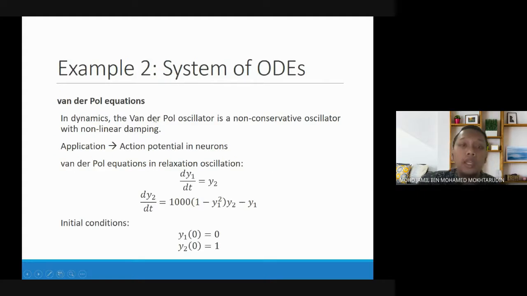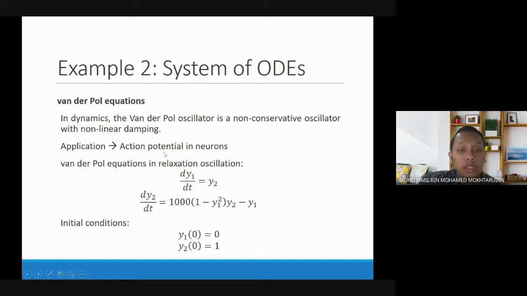Okay, so let's look at another example of a system of ODEs. The most common example of an equation in biomechanics is called the Van der Pol equations. In dynamics, the Van der Pol oscillator is a non-conservative oscillator with a non-linear spring. Basically, the Van der Pol equation describes things that oscillate. The common application of the Van der Pol equation is to describe the action potential in a neuron.